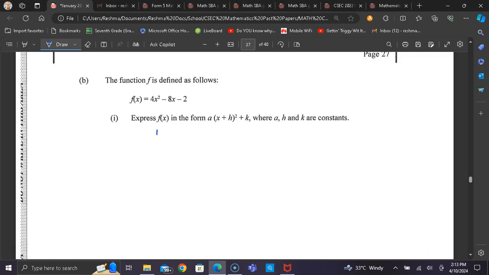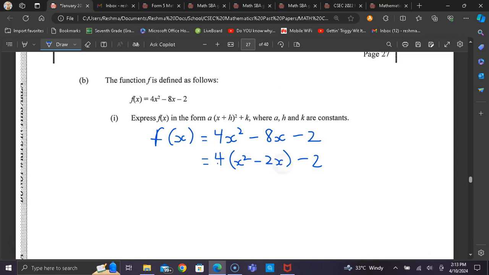So this method is the method that I teach my students. It involves firstly factorizing the coefficient of x squared, which is 4, from the first two terms only. So we have 4 times x squared minus 2x.